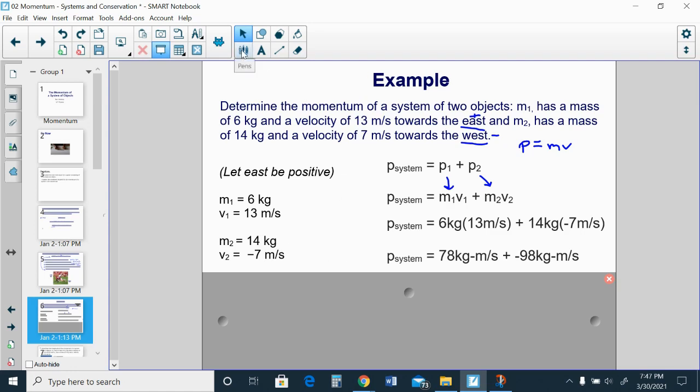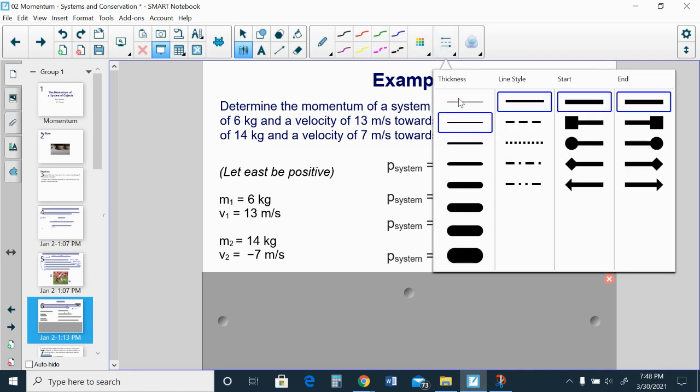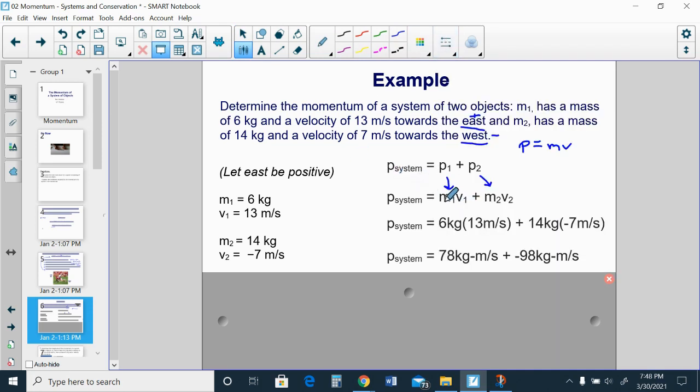So now you'll notice on the right here, we have our work continuing. So putting the numbers in, mass 1 and velocity 1 is 6 kilograms times 13 meters per second. For object 2, mass 2 and velocity 2, we have 14 kilograms times negative 7 meters per second. So what we end up with is 78 kilogram meters per second. Remember, that's the unit of momentum. So that is the momentum of object 1 right there. And on the right, we have negative 98 kilogram meters per second. That's the momentum for object 2. And it's negative because we have the negative velocity there.